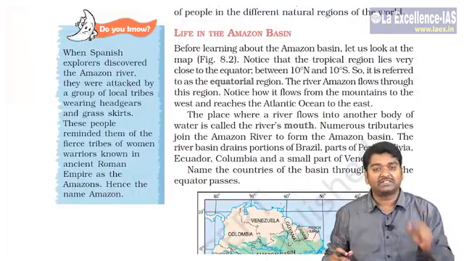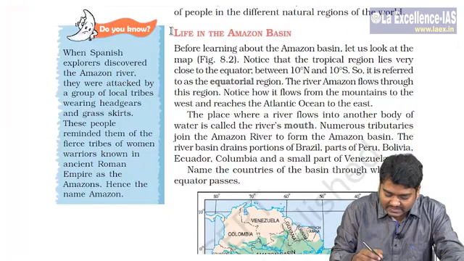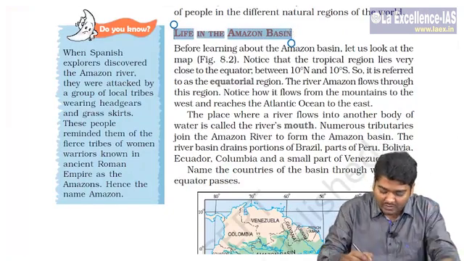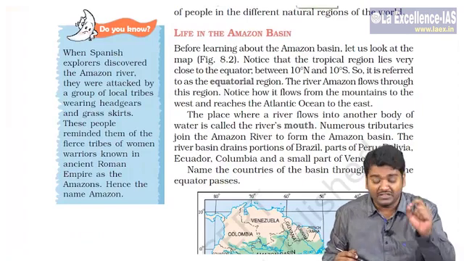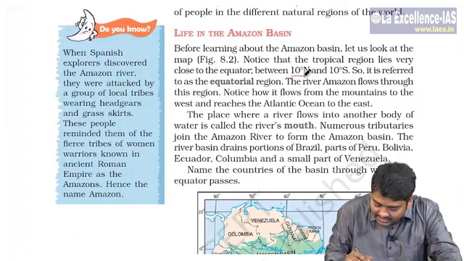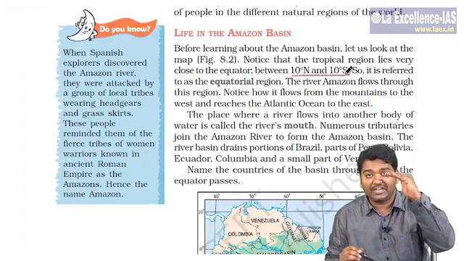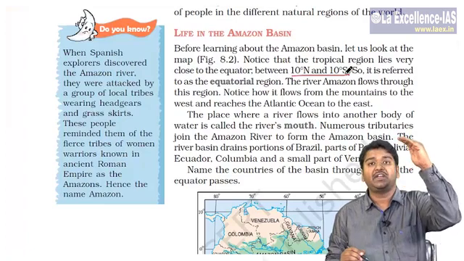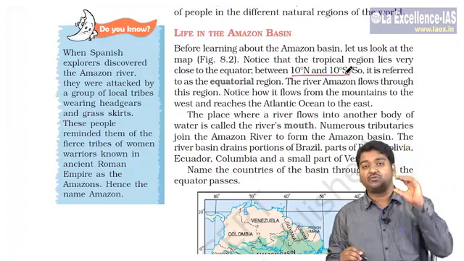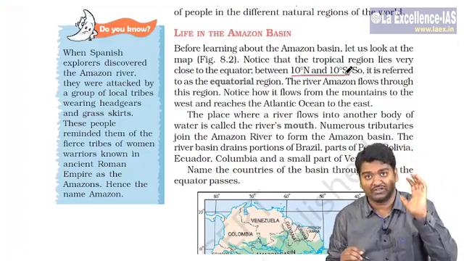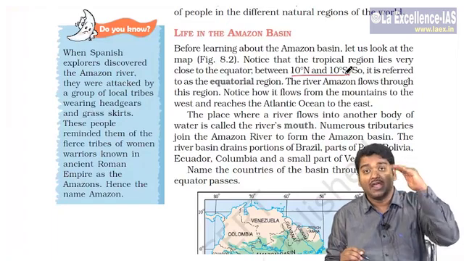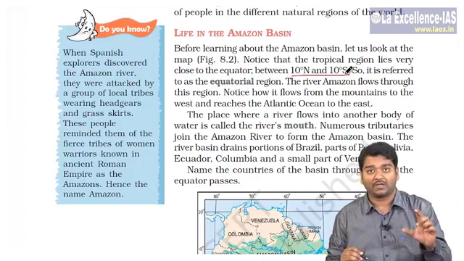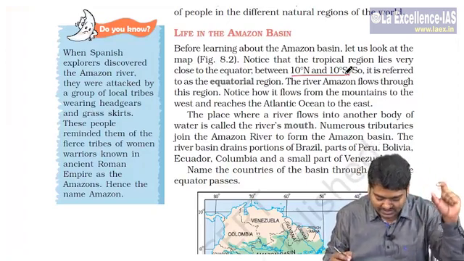So to begin with, some important facts that are required: life in the Amazon basin is what they actually want you to focus on. When I'm talking about the life in the Amazon, you should be aware that it is between 10 degrees north and 10 degrees south of the equator. As I told you, 23.5 degrees north to 23.5 degrees south, we call the tropical region. The equatorial region falls between 10 degrees north and 10 degrees south. Amazon is present in this region.